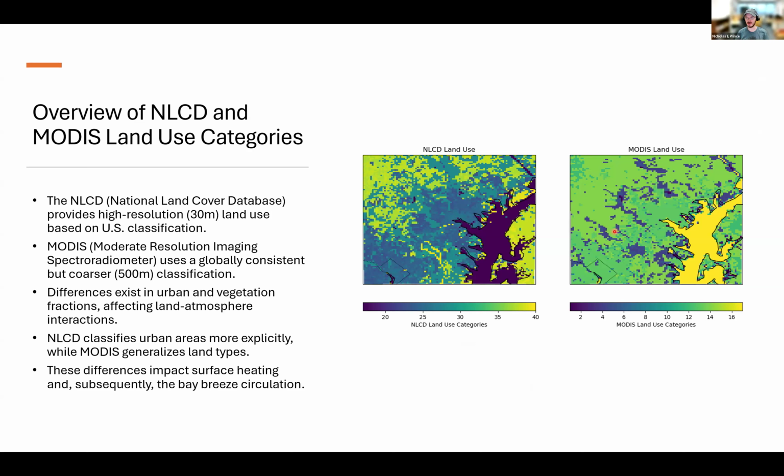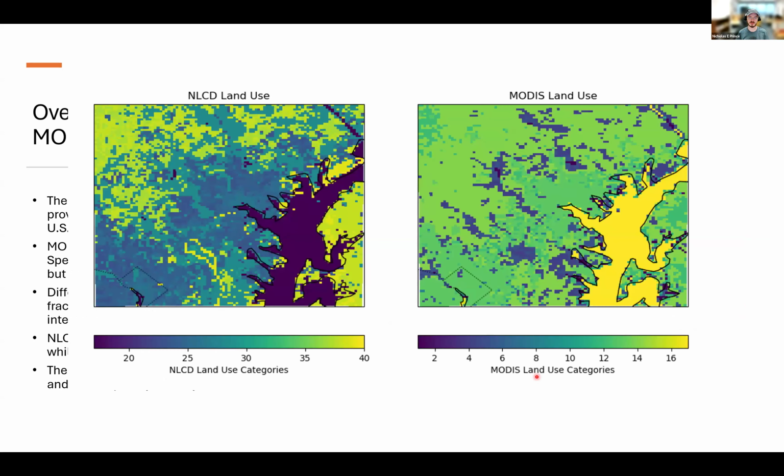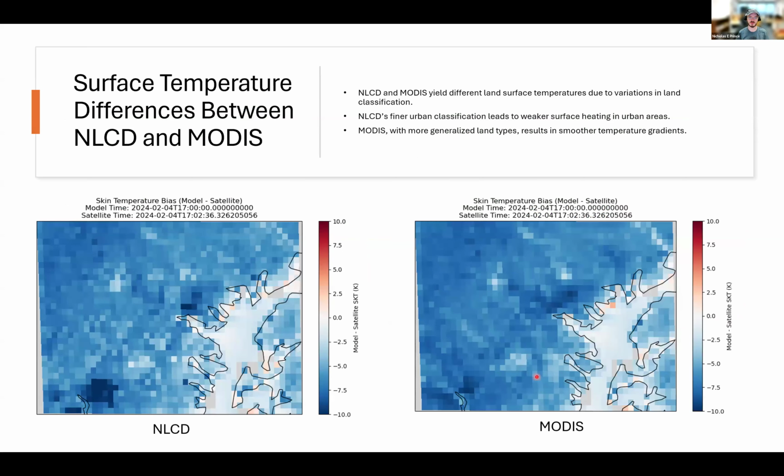But this is not a great plot, but you can see here the number one thing is that there are more land use categories in the NLCD land use, and there are fewer in the MODIS. So this is more general. So it's a simple question, where do the differences lie? This is a zoomed in version of that. This is how it affects the surface temperature.